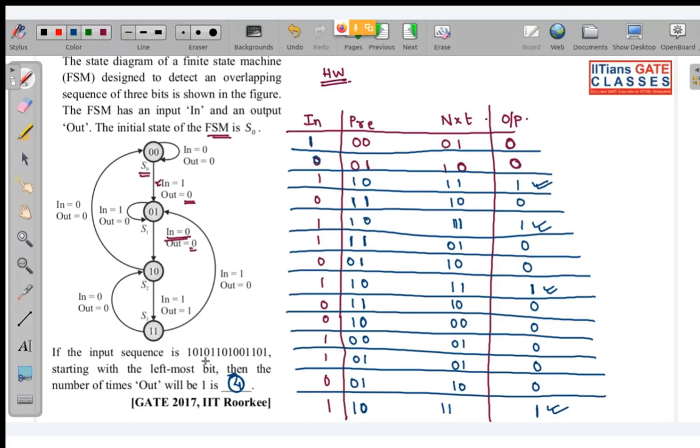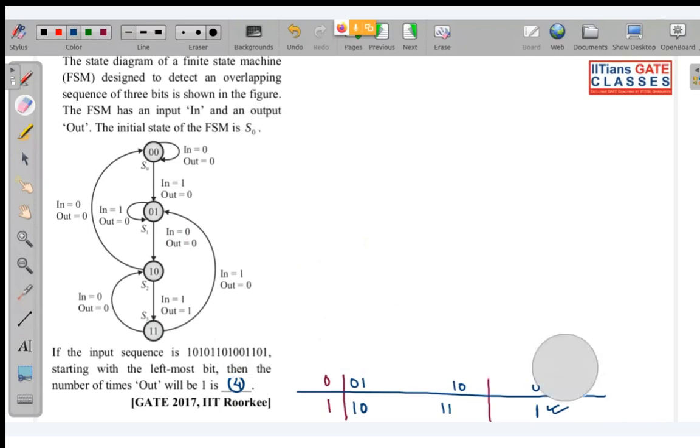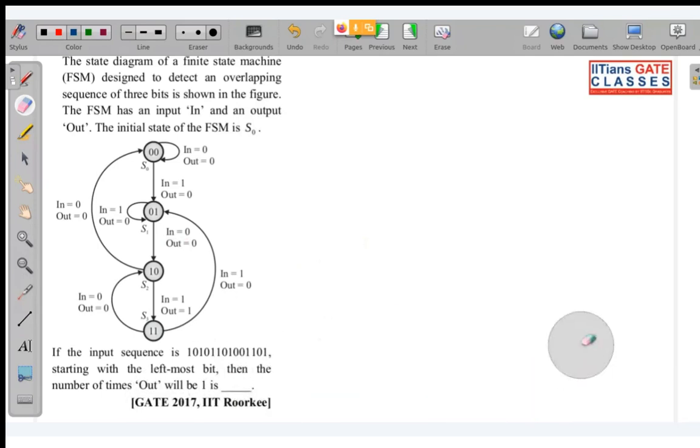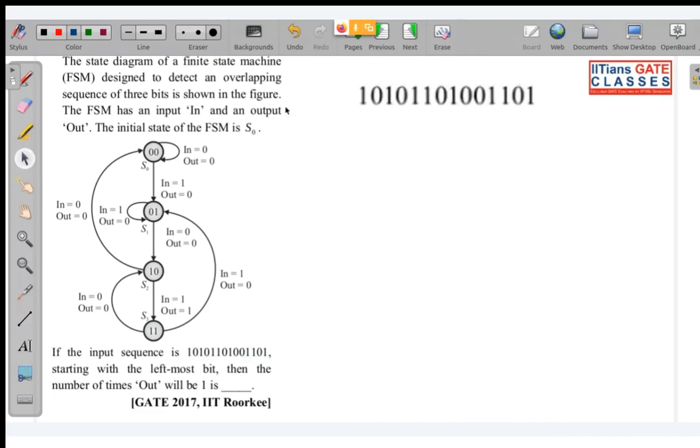So very quickly note this down. Very quickly note it down. So after this, I will show you the shortcut trick with the help of which we are going to solve. Okay. So this is not the way we will be solving such kind of questions. See, you have your input sequence. Okay, you have your input sequence.